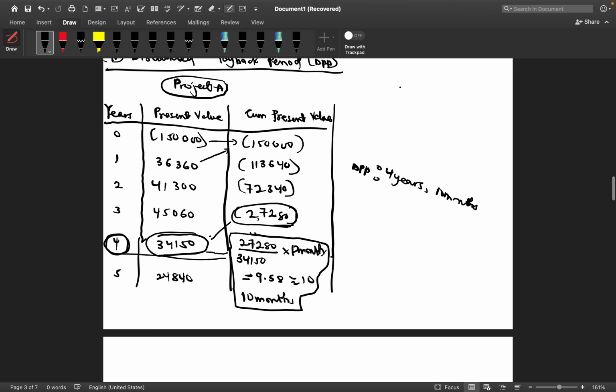So the trick, let me add it here. The trick: discounted payback period, same year, same month. That's the trick.